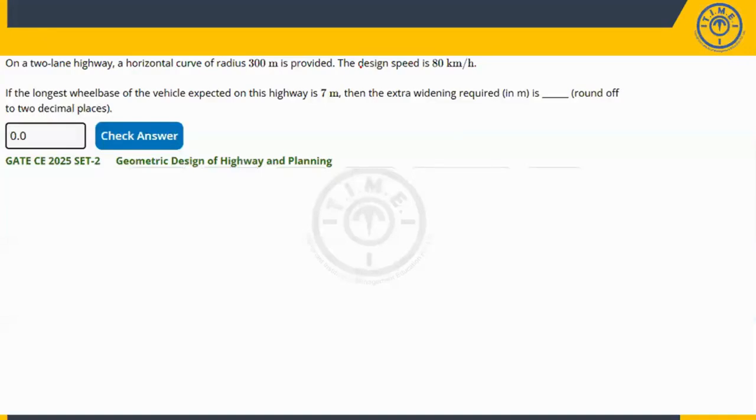Okay, starting with the problems. The first question is a GATE 2025 2-mark question, set 2. What is given in the question? All of you have a glance at this question. Have a look at it for a couple of minutes, then we'll discuss the solution of it. This is a GATE 2025 question.